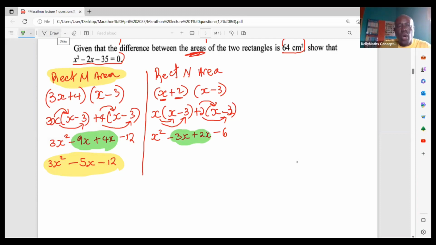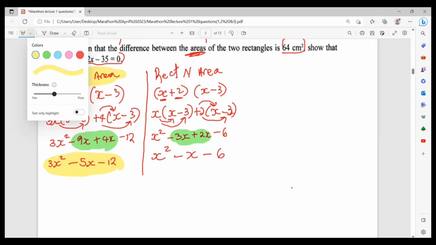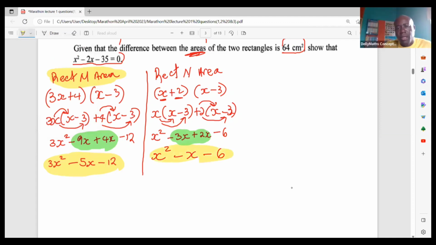So here is what's going on now. x squared minus x minus 6. From the like terms, negative 3x plus 2x will give you a negative 1x, but we don't write 1. So it's going to be negative x. It means negative 1x. So that expression here would have been the area. That's the expression for the area of N.